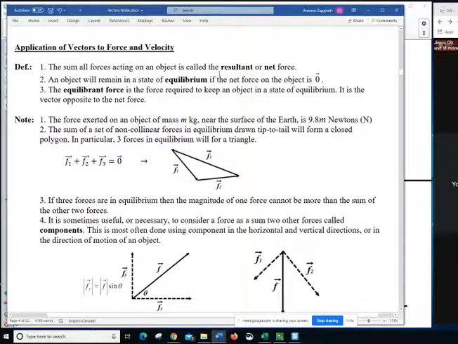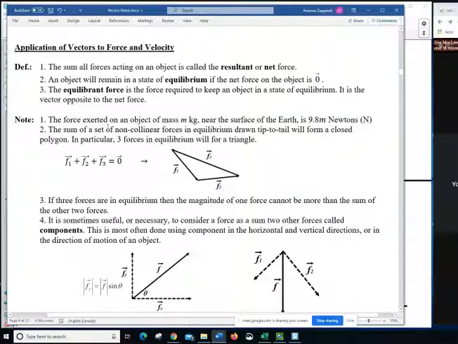So, the sum of all forces acting on an object is the resultant or net force. An object will remain in a state of equilibrium if the net force on the object is equal to 0. So all the forces add up to 0. Now again, in terms of what we're solving, this is going to mean that the object is not moving, but that's not the only state of equilibrium that exists. And then this idea of the equilibrium force is the force required to keep an object in a state of equilibrium. So you just add up all the forces, you get the net force, and it's just going to be the one that's in the opposite direction.